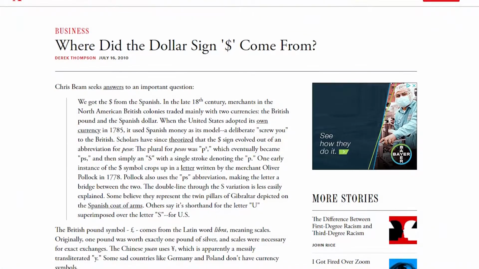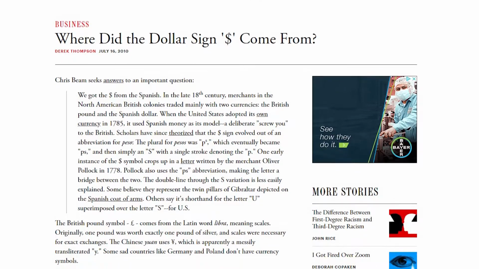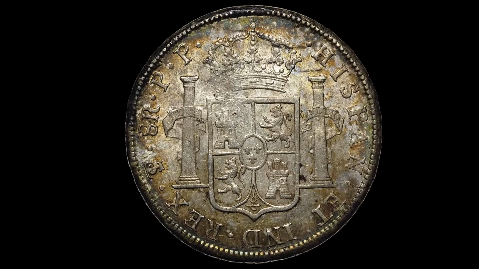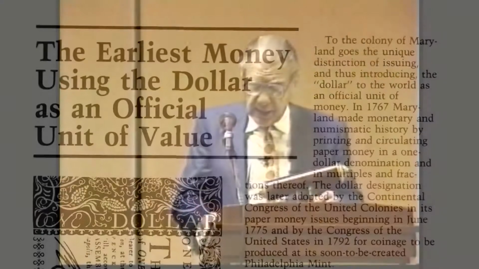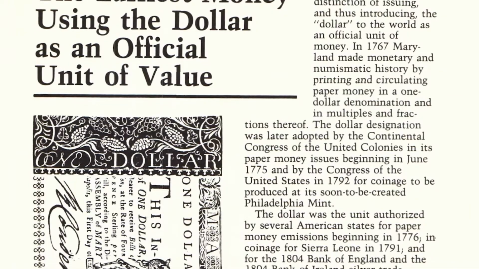There are plenty of popularized theories. Some people believe it was a stylization of the letters U and S, while others think it came from the pillar design on the reverse of Mexican 8 reales that circulated in colonial America. Eric Newman wasn't satisfied by these unproven theories and did significant research into the subject in 1991, proving how the dollar sign originated.